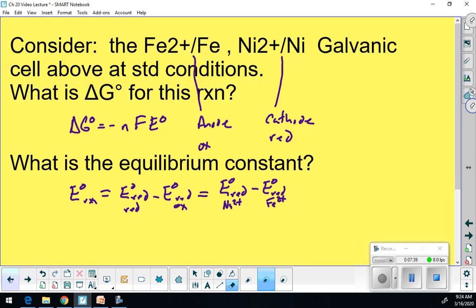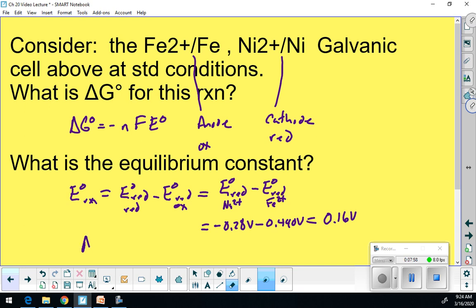Oops. Back. There we go. So what do I do? I put this in here and I get a negative 0.28 volts minus a negative 0.440 volts, and that would give me a positive 0.16 volts for my E prime.